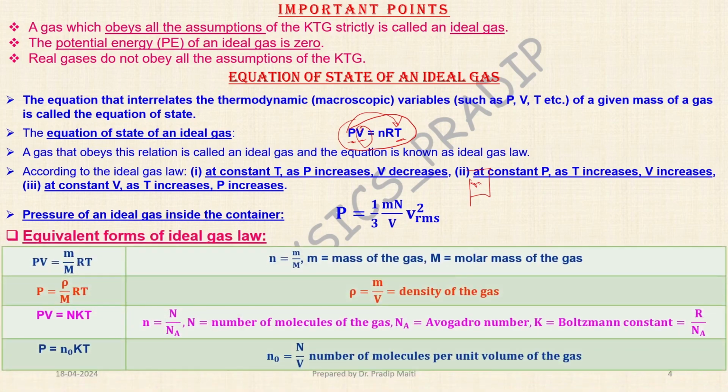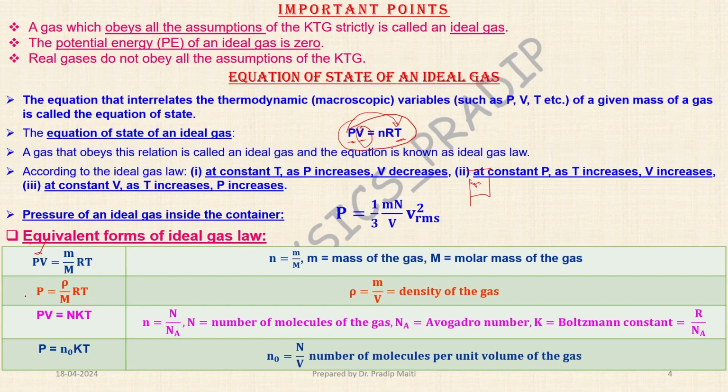Now, equivalent forms of the ideal gas law. Here are different equivalent forms. One says that PV equals m by capital M into RT. Here small m is the mass of the gas and capital M is the molar mass of the gas, and small m upon capital M represents the number of moles of the gas.